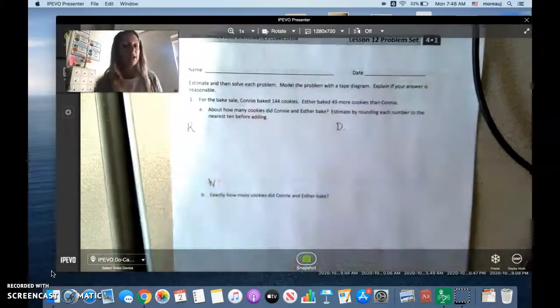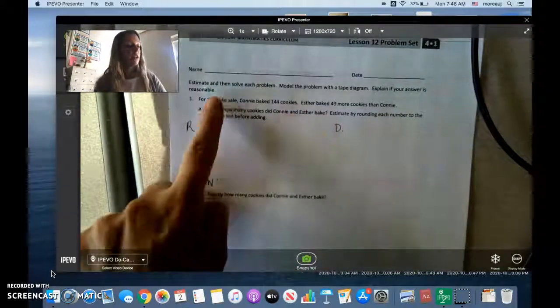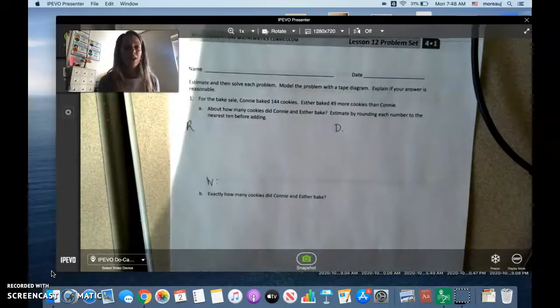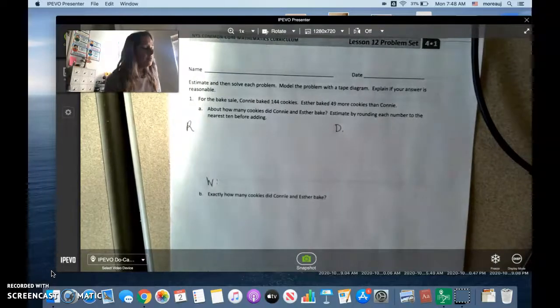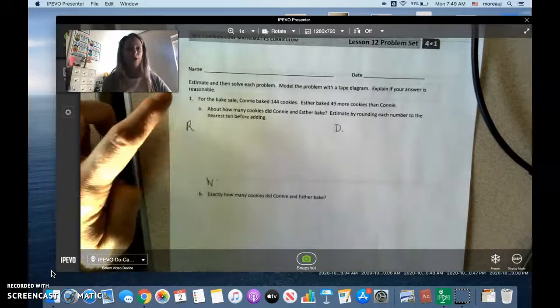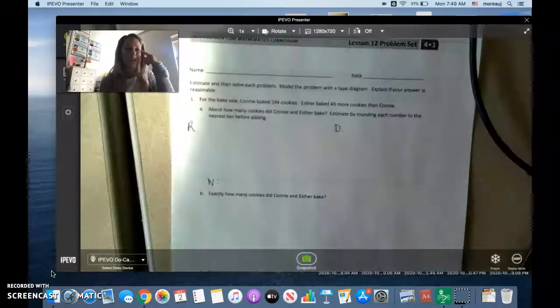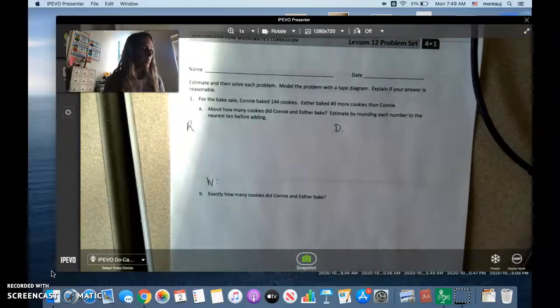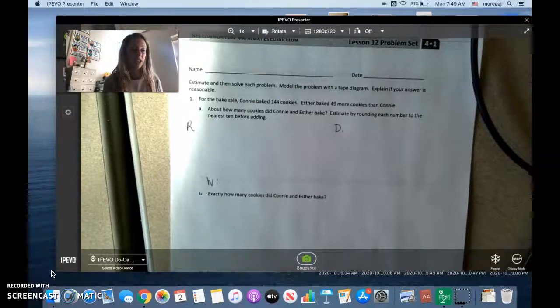Model the problem with a tape diagram. That's where I'll draw, and explain if your answer is reasonable. All that is asking is, does my answer make sense or is it totally off? All right, for the bake sale, Connie baked 144 cookies. Whoa, I can just picture that in my head, Connie baking all of those cookies, and I know you can too. Esther baked 49 more cookies than Connie.